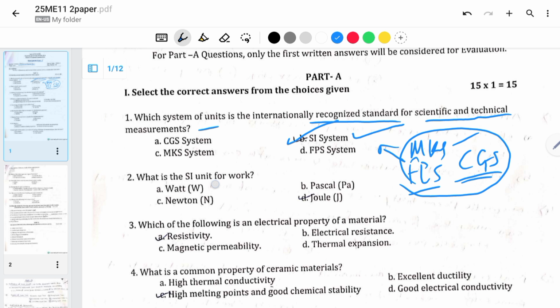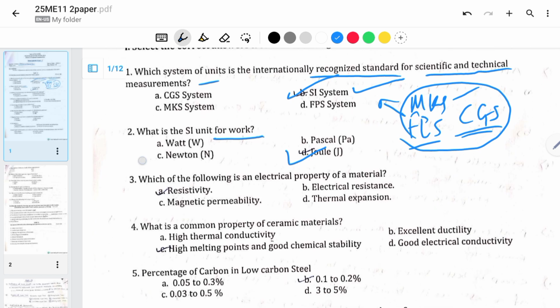What is the unit of work? The correct answer is the joule here. Newton is for force and pressure is the Pascal. Power is the watt and work is measured in the joule. Joule is the correct answer. So these are wrong, wrong, wrong, and this one is the correct answer.